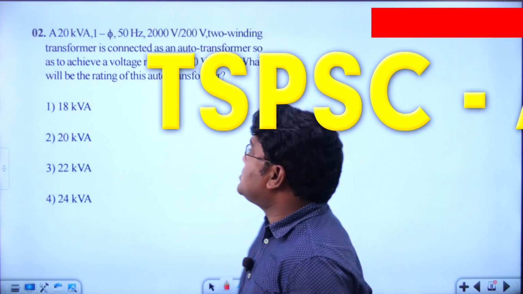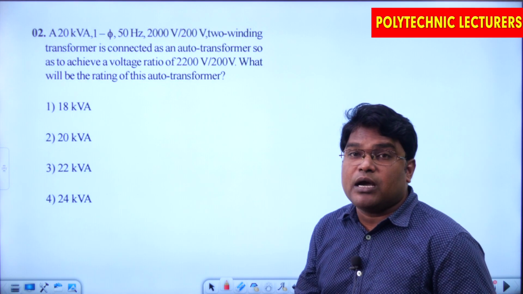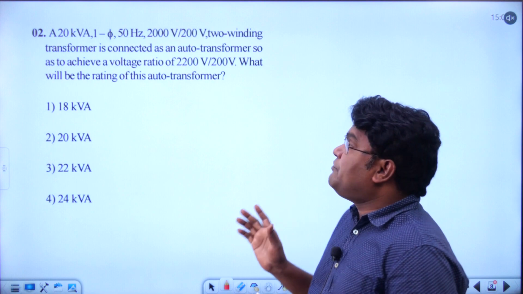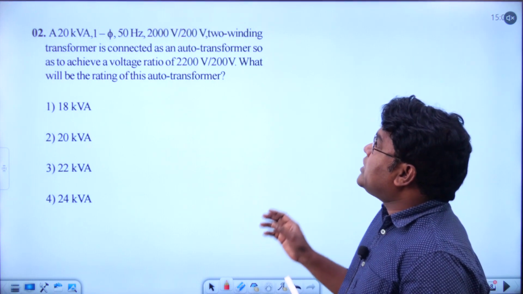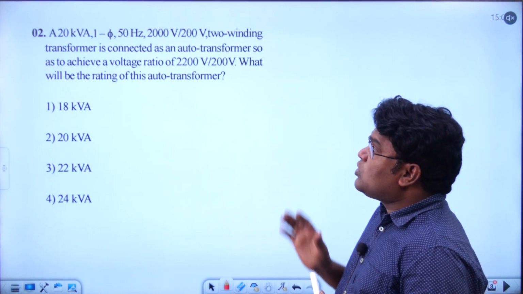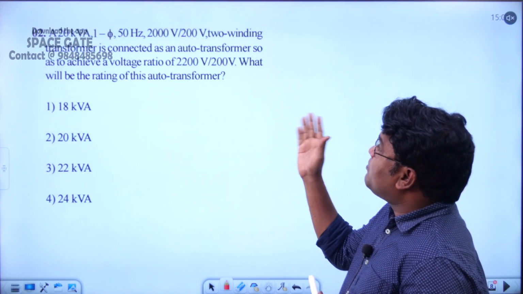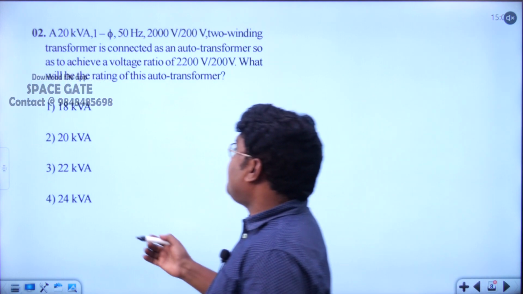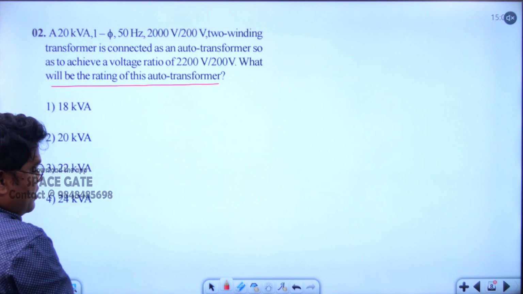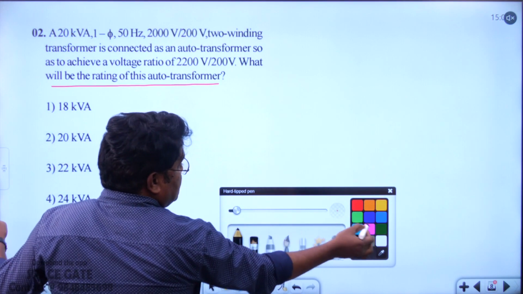Now let us solve another question based on the concept of the transformer. The question is: a 20 kVA single phase 50 Hz, 2000 volt upon 200 volts two winding transformer is connected as an auto transformer, so as to achieve the voltage ratio of 2200 volts upon 2000 volts. What will be the rating of the auto transformer? We need to find the rating of the auto transformer. Since the voltage ratings are mentioned in this question, we can answer it easily.